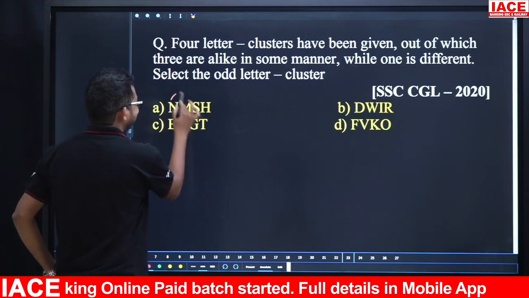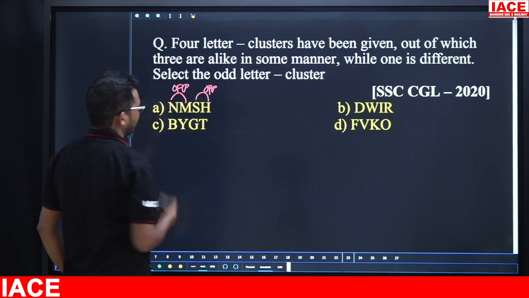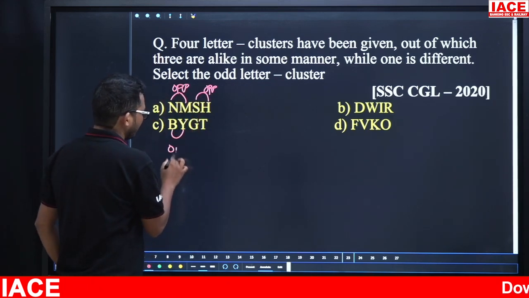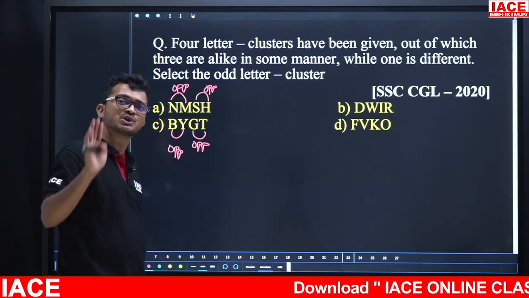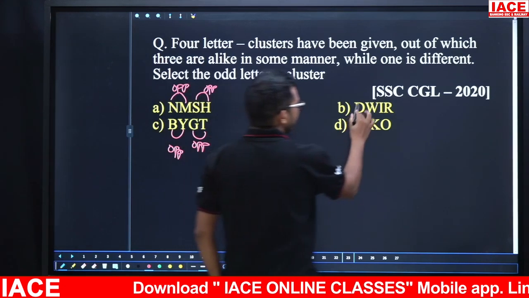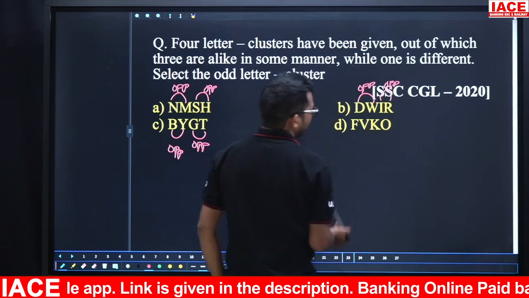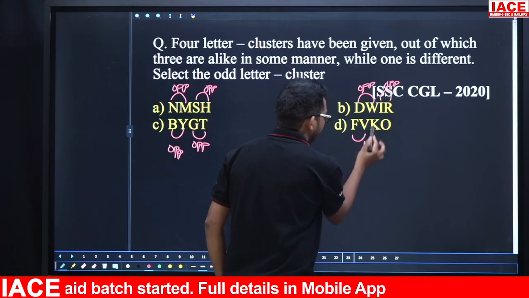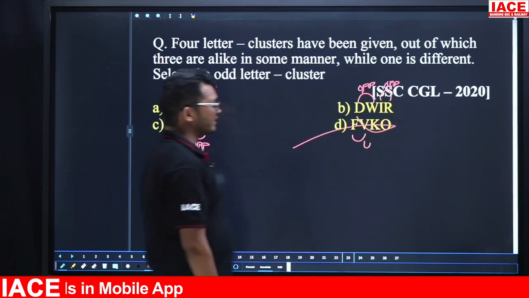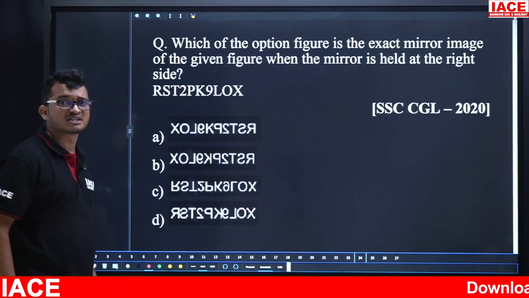Suppose friends, take A, opposite is M; S opposite is here S. Next B opposite is Y, next G opposite is here T. That means a simple logic, they gave opposite letters. Now D opposite here W, next I opposite here R, next F opposite is here U, but here they gave V. So which of the following is different one means answer is option D.